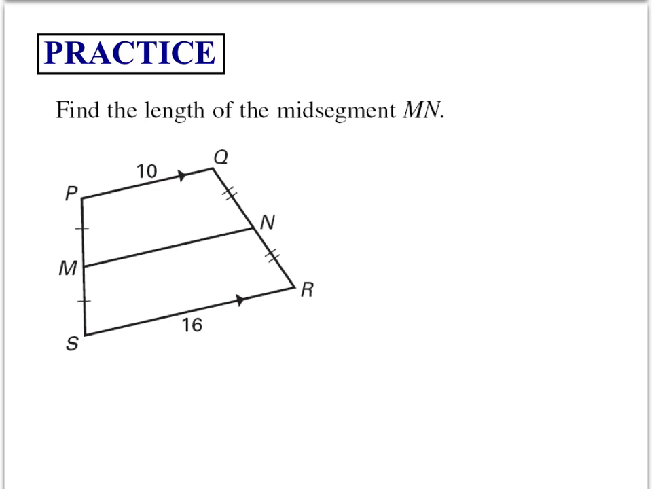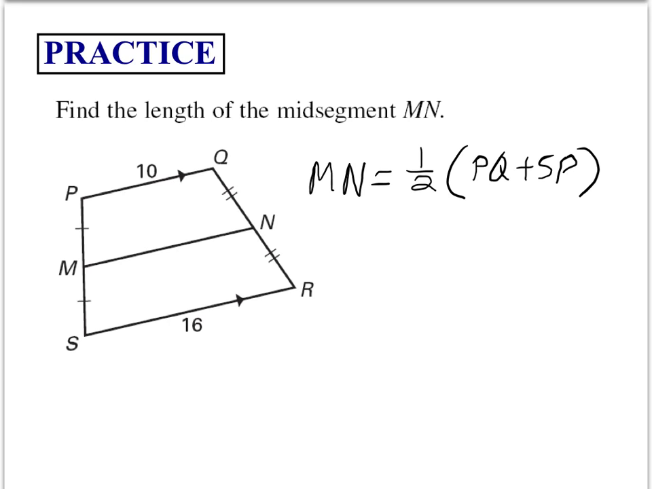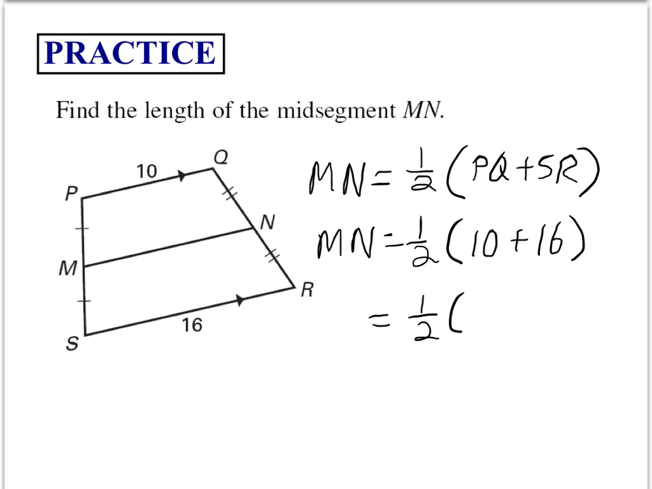Okay, now let's use the mid-segment theorem and apply it to figure out the mid-segment length of MN. So we know that the length of MN equals 1/2 the sum of the bases. So it's going to be 1/2 of PQ plus SR. So I just fill in what I know. I know that PQ is 10 and SR is 16. When I add those two up, I get 26. So I know MN needs to equal 13.